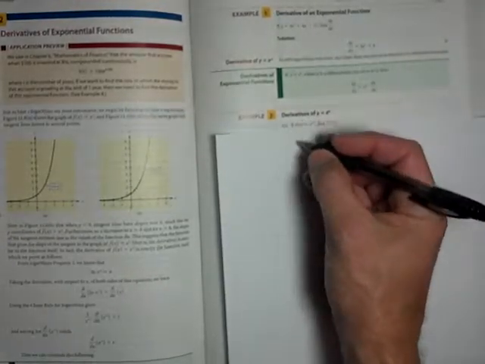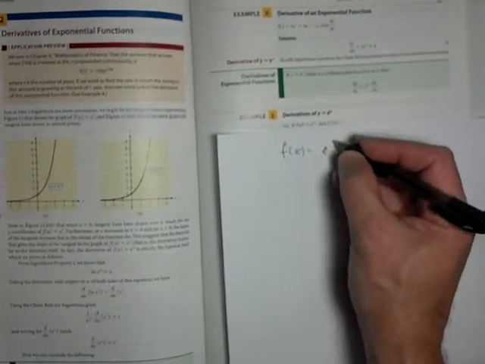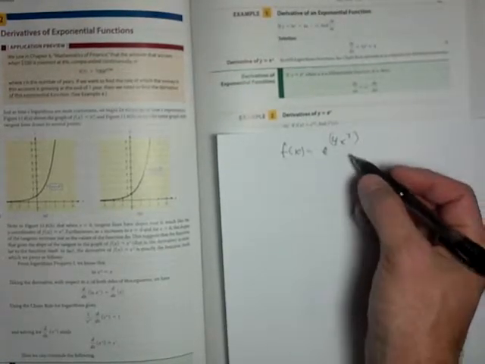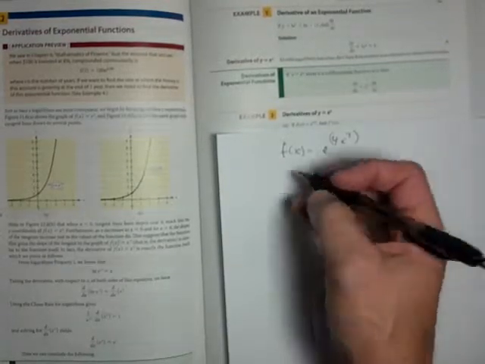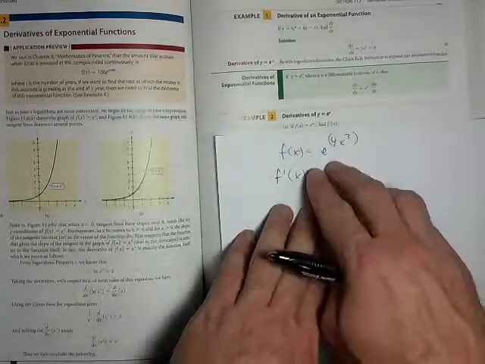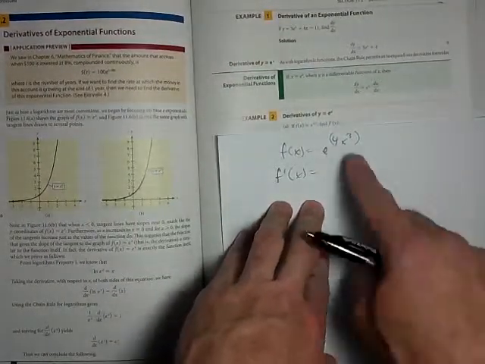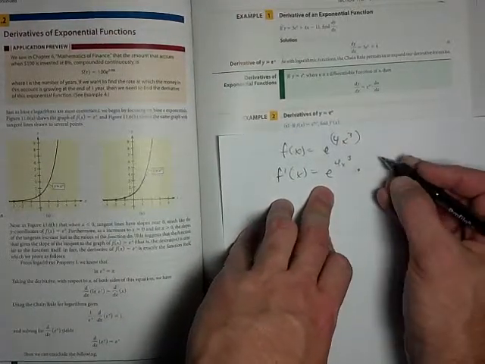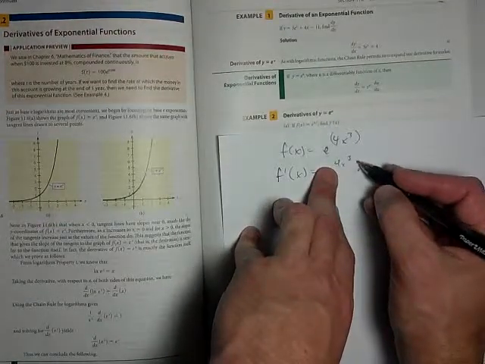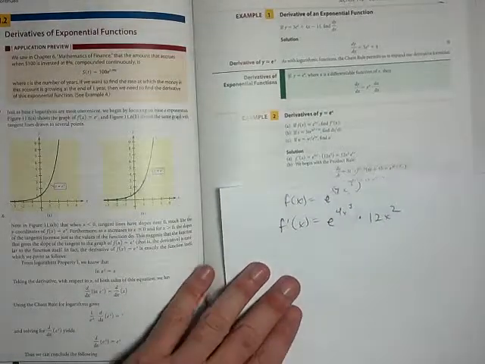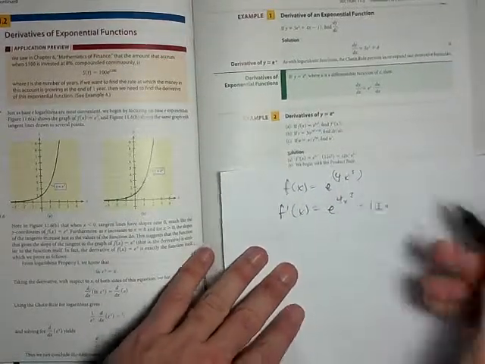So an example, they have example 2a here: f of x is equal to e to the 4x cubed. Now e is being raised to the power of 4 times x cubed. The derivative of that is just going to be this value times the derivative of what's inside there. So it's e to the 4x cubed times the derivative of this. Using the power rule, I get 12x squared. And that's the solution.